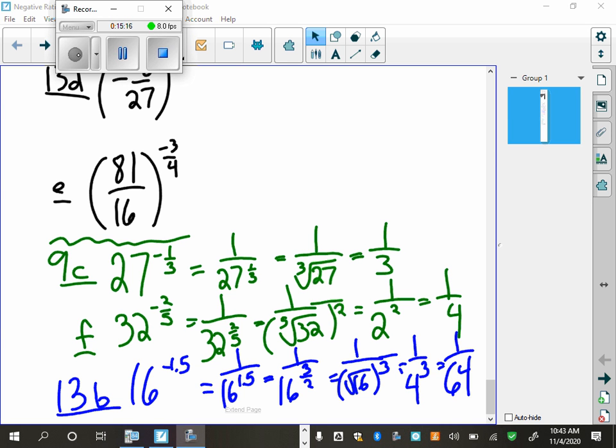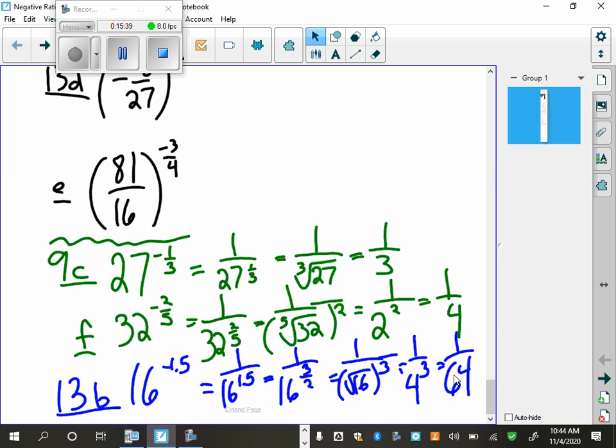And 13b, good question, starts. Now we have a negative decimal exponent. Same thing as when we had a positive decimal exponent. We write it as a fraction, and if it's negative, we write down 1 over the square root of 16, 4 cubed equals 64, but don't forget the 1 over part in your answer.